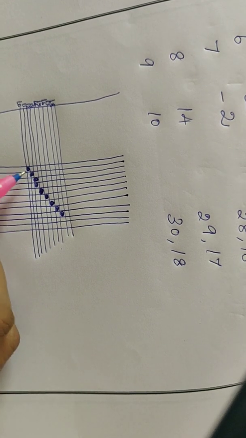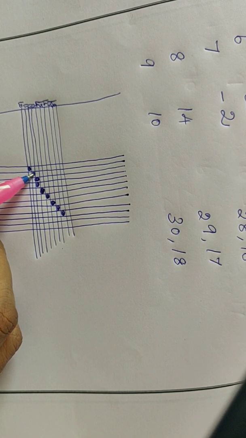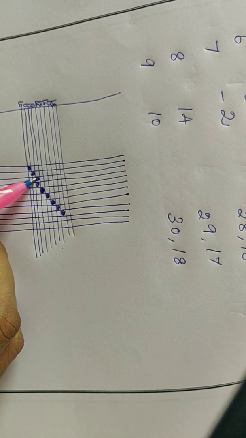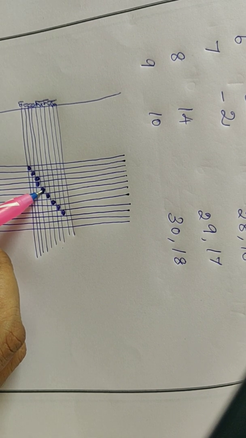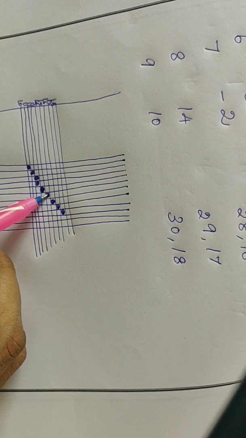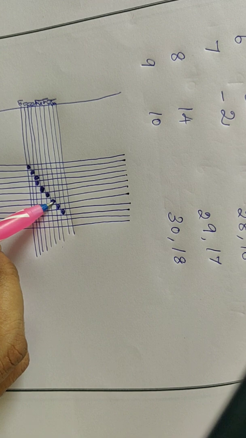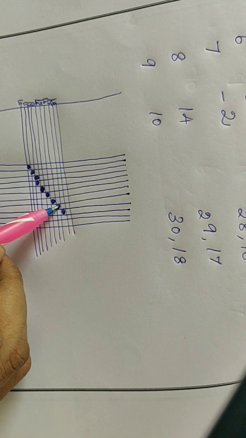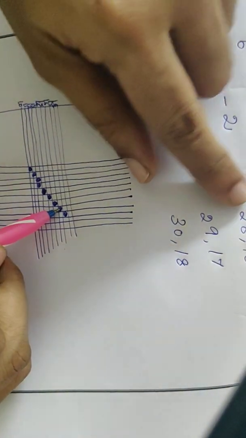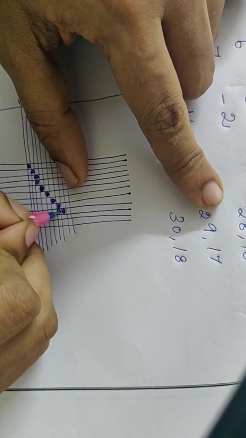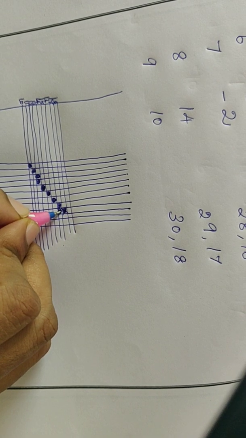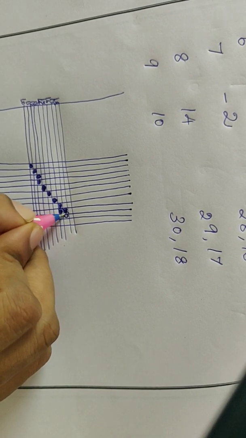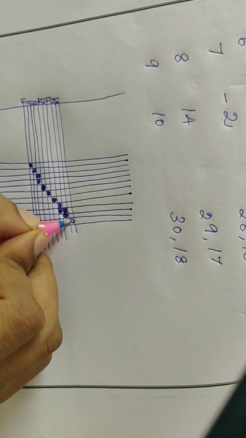Once again, 20, 10, 21, 11, 22, 12, 23, 12, 24, 13, 25, 14, 26, 15, 27, 16. Sorry, this is the pixel, not this one. This is wrong. This is the one: 28, 16, then 29, 17, and 30, 18.